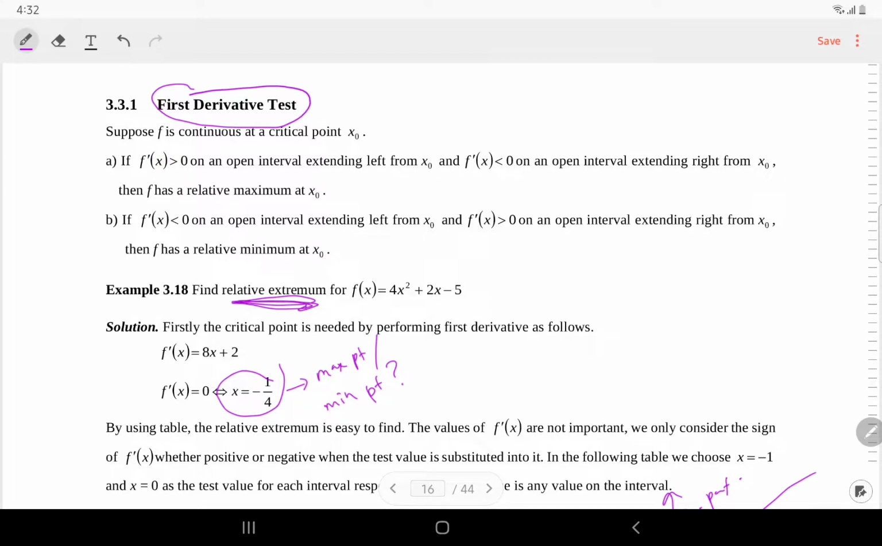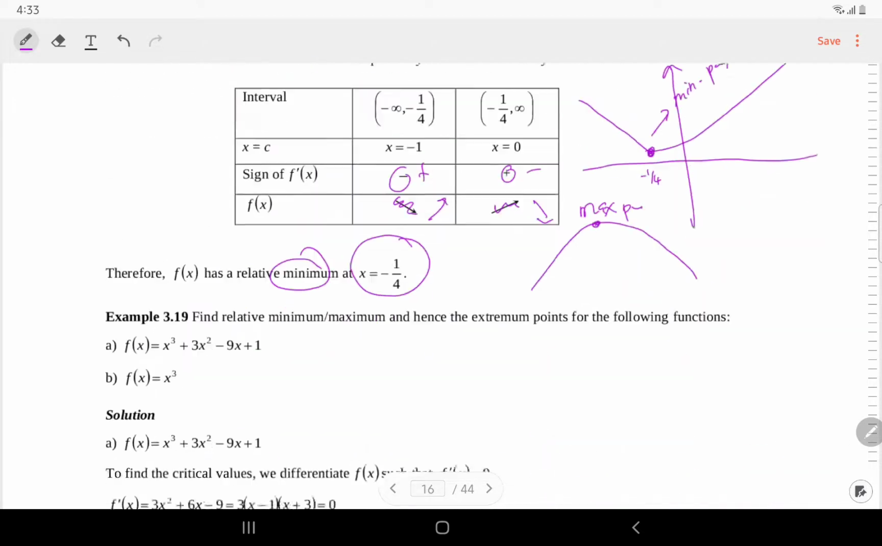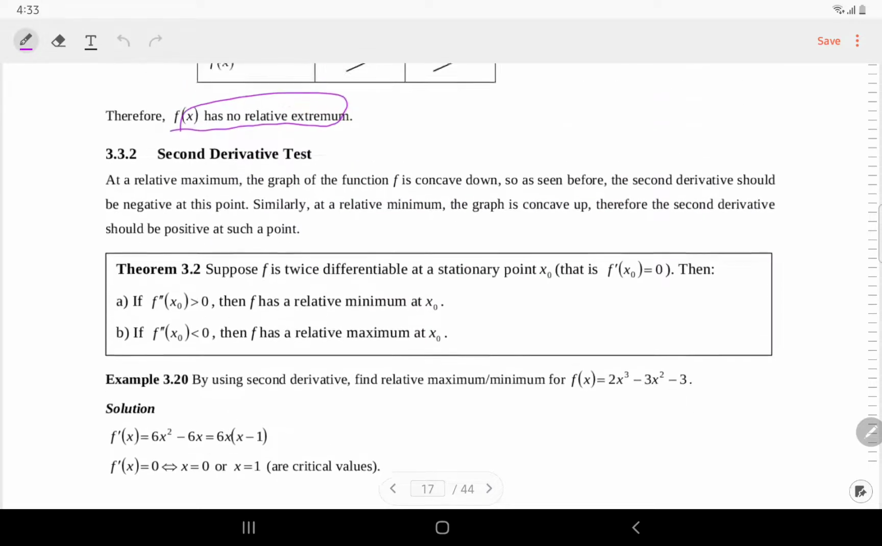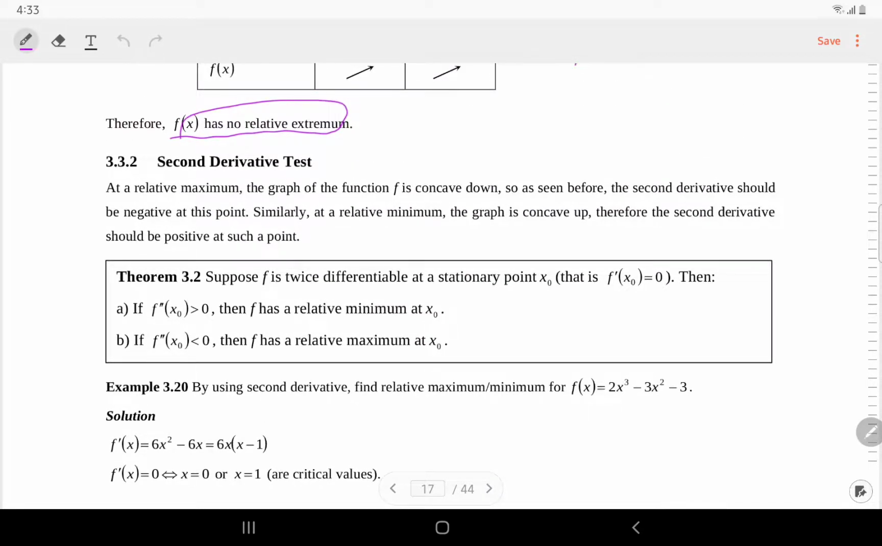Okay, second way to find the relative extremum is by using second derivative test. Okay, second derivative, kita nak cari relative extremum sama. Kita nak cari relative extremum, tapi jalan kerja yang tadi guna first derivative test. Kali ni kita nak cari relative extremum using second derivative test. Okay, if f double prime x naught, x naught ni adalah test point kita. Kalau lebih besar daripada kosong, dia ada relative minimum. Kalau lebih kecil daripada kosong, relative maximum.